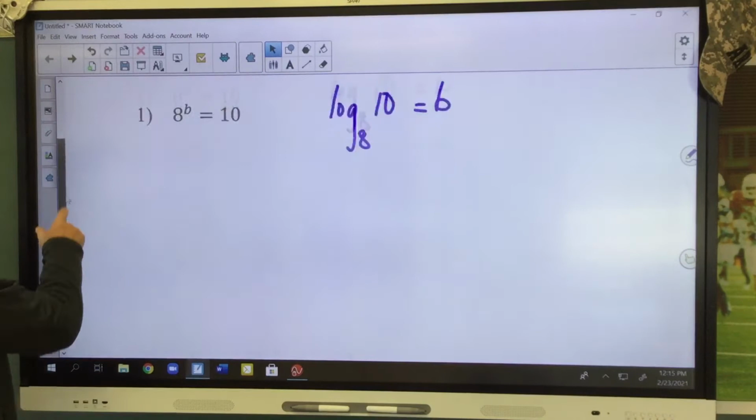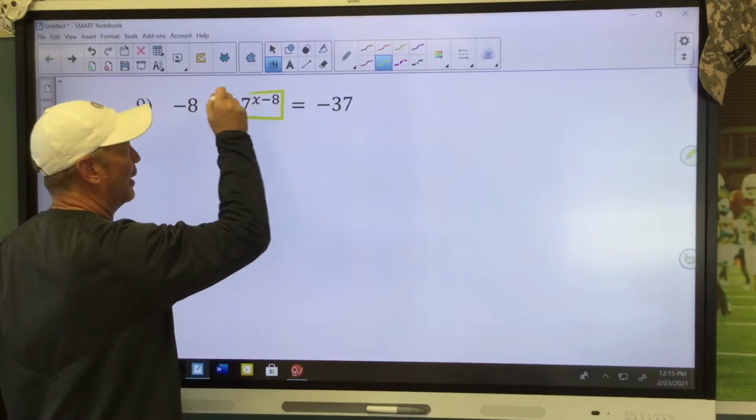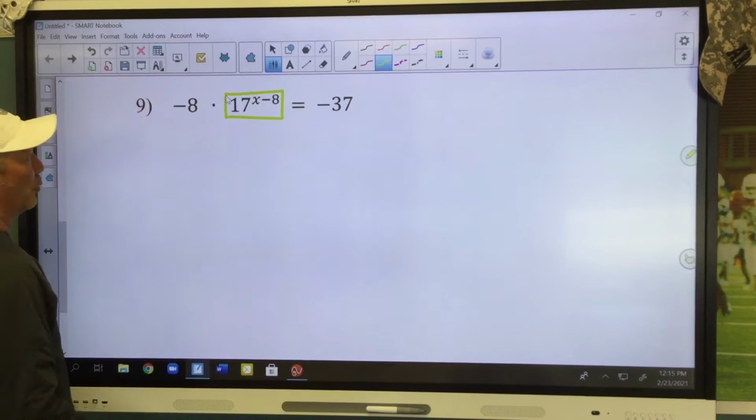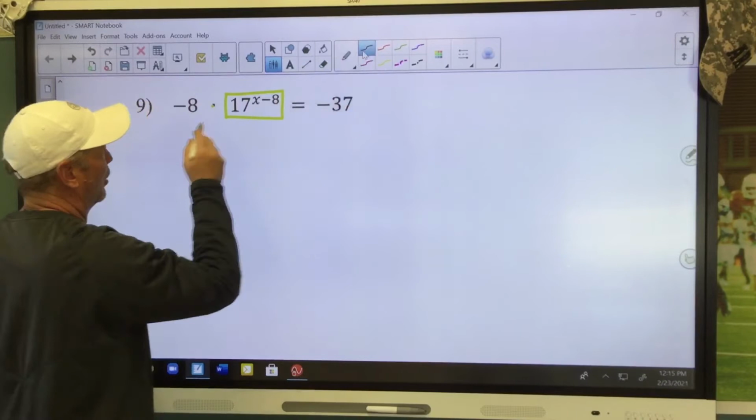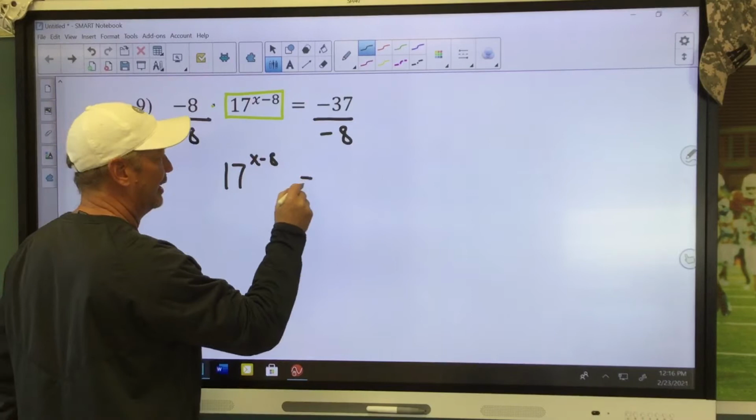Scrolling down. Now, what I ask you to do is to get the exponent part by itself. So what we need to do is move the 8. This is multiplication, so we're going to divide. We're going to divide by negative 8. I'm going to get 17 to the x minus 8 equals 37 over 8.